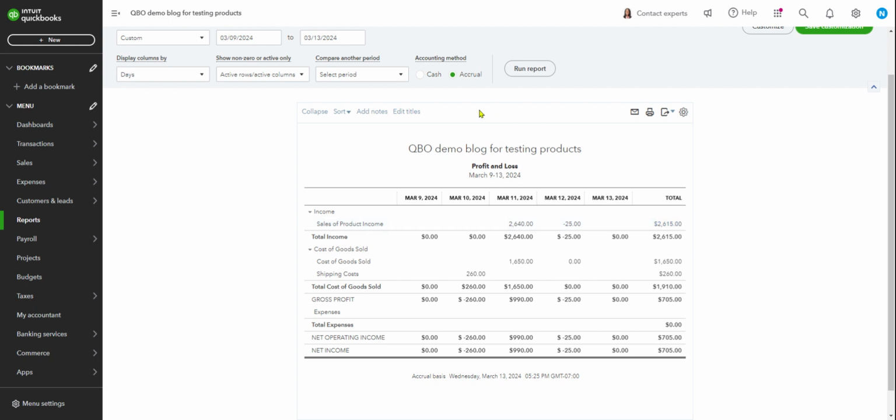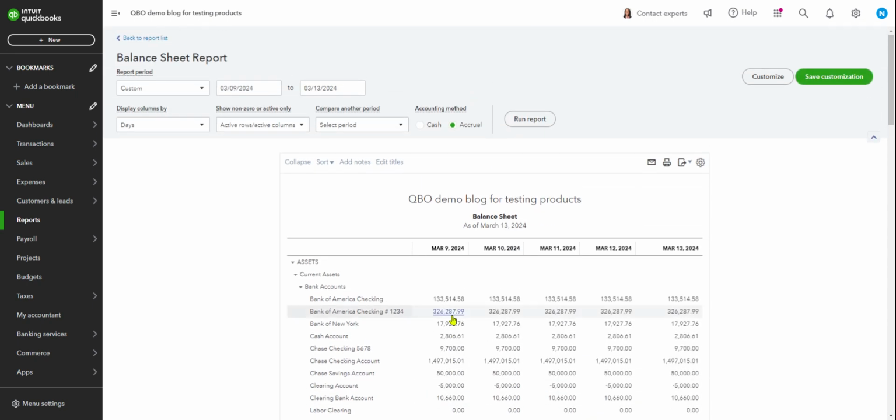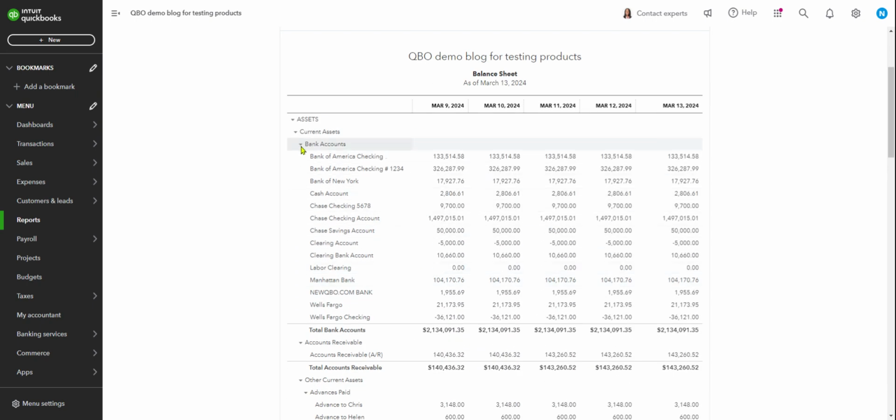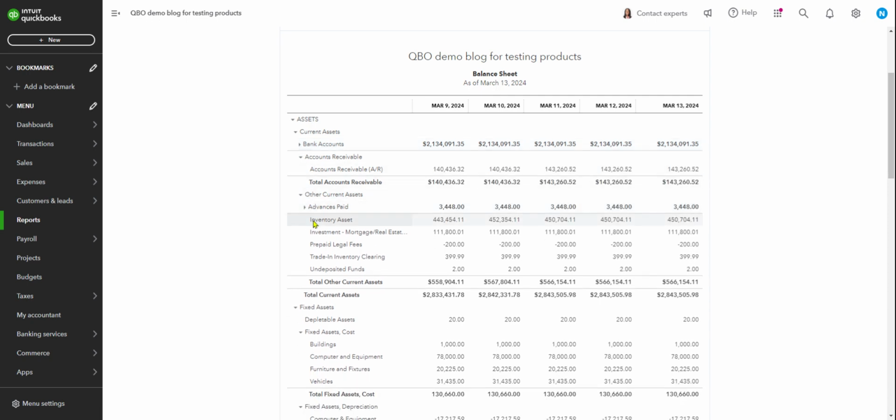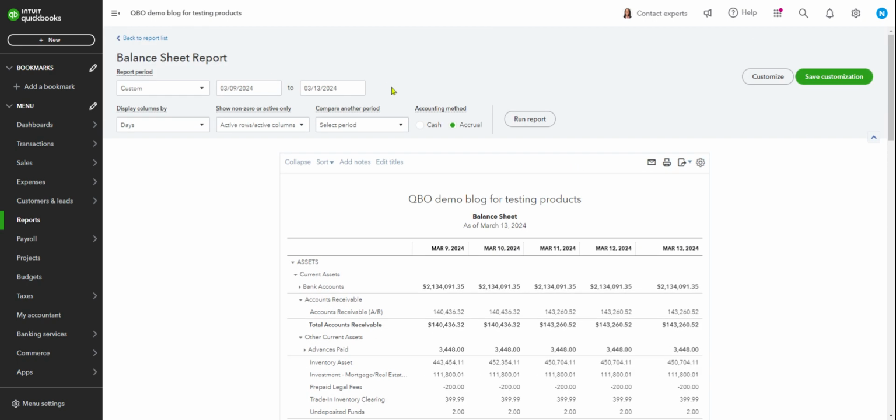Okay, so now I'm going to go to the balance sheet, to see how it will show up on your balance sheet. Here's the balance sheet. I got a big long balance sheet here. This is a demo account. So whenever you buy things, let's just do the cash first.